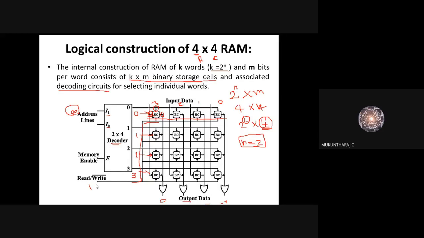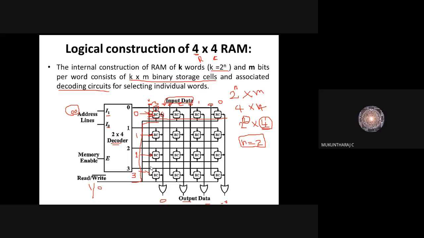If you are giving logic 0 on this, then what will happen? The data available on the input line is stored inside the binary cells. These 4 binary cells are written with the data available on the input lines. So we will give the 4-bit input data using these 4 lines. Like that you can select the appropriate location.